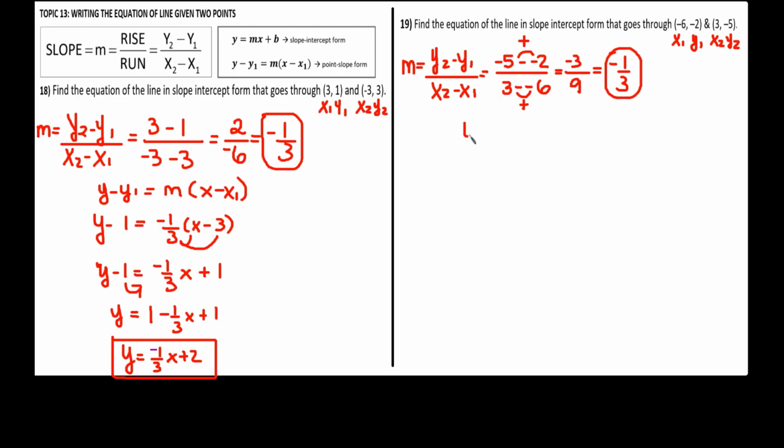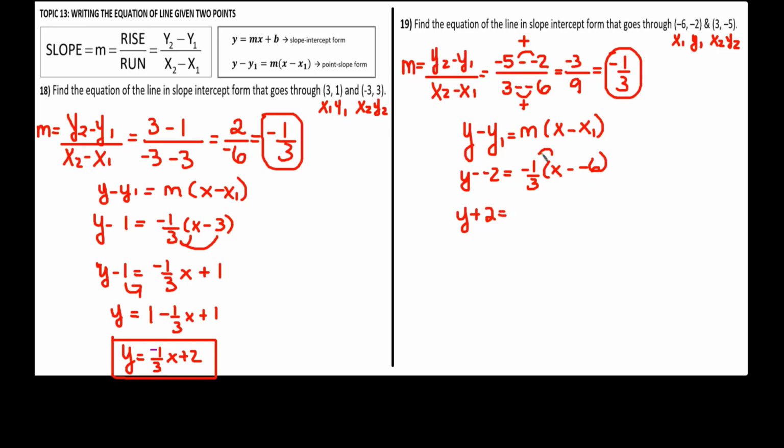Now that we have that, we're going to use the point-slope formula, which is y minus y1 equals m(x minus x1). And we're going to plug in the information. So y minus negative 2, our slope is negative 1 over 3. x minus x1 is x minus negative 6. So this would be positive 2.